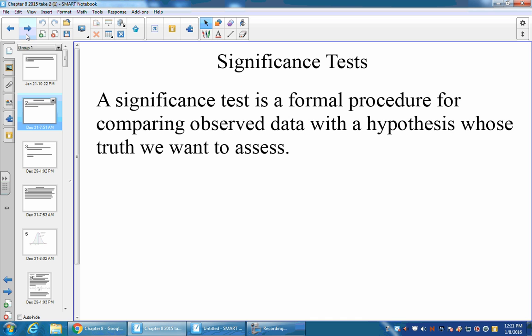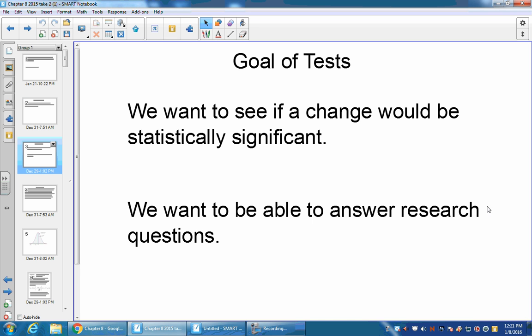Now, when we do this, we have a couple goals. Our goal is to check and see if some change is statistically significant. And whether or not that's significant tells us whether or not we can answer the research question involved. For instance, say I decide to make shorter videos for my AP statistics course, and I wanted to see if that led to higher grades.